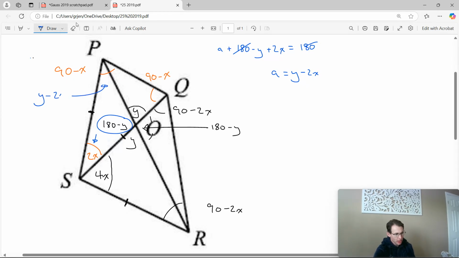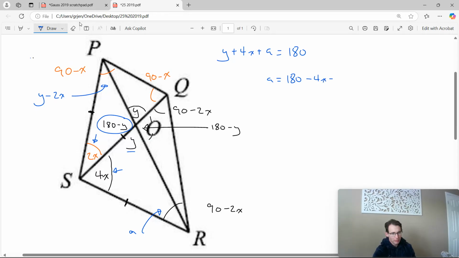Y minus 2x. I have to be very careful here. If I make a mistake while I'm talking and explaining this problem, I'll be furious. So let's see. Yeah, it's correct. So let's remove that. It's all rough work. And then let's do this one too. So there we've got y and 4x. So y plus 4x plus A for now equals 180 because it's a triangle. So A is equal to 180 minus 4x minus y. Cool.